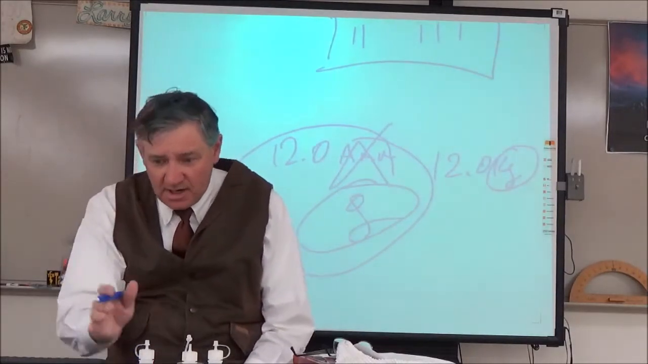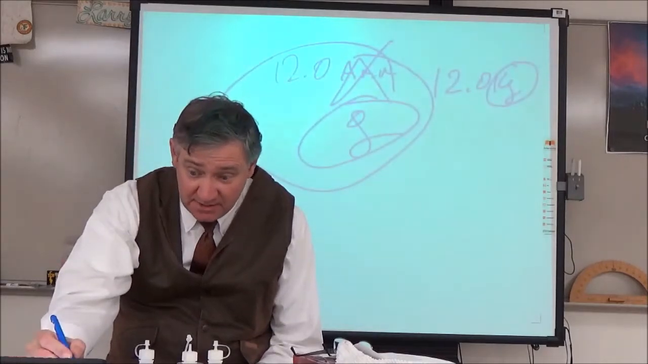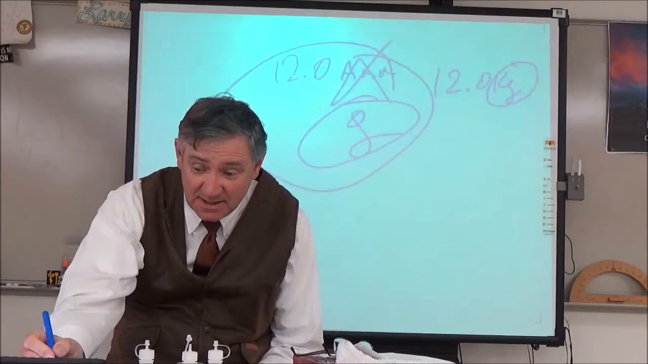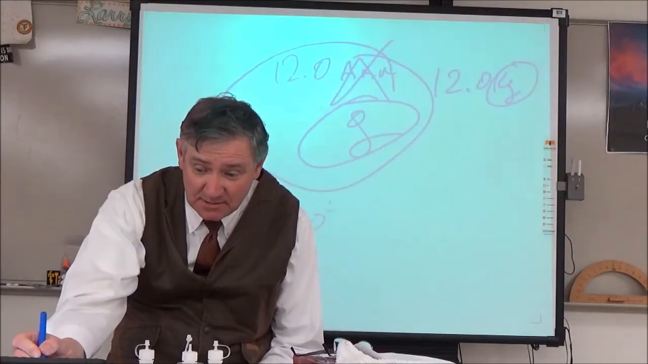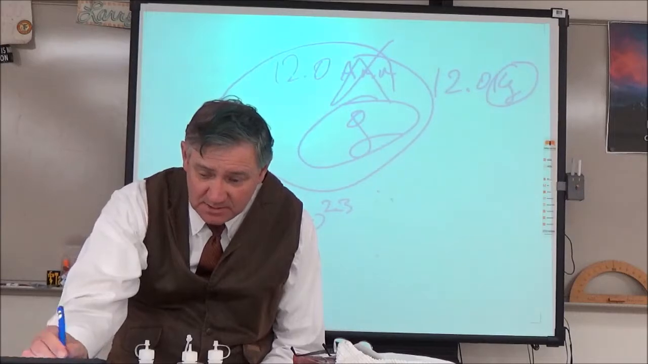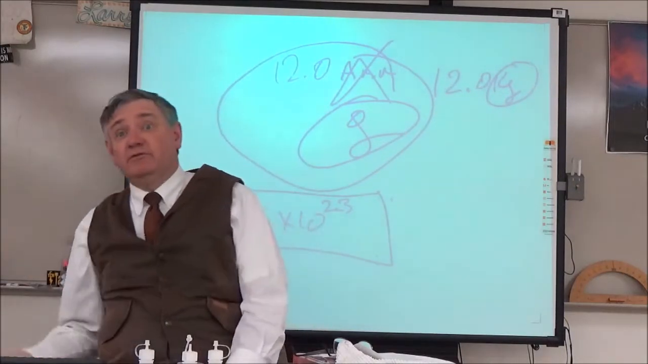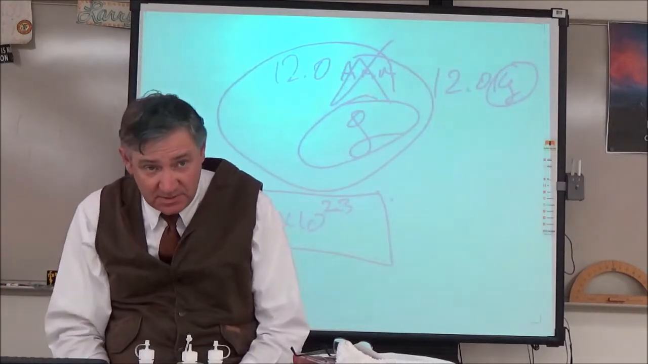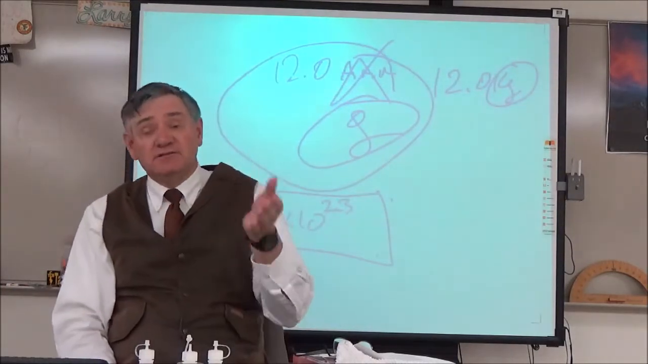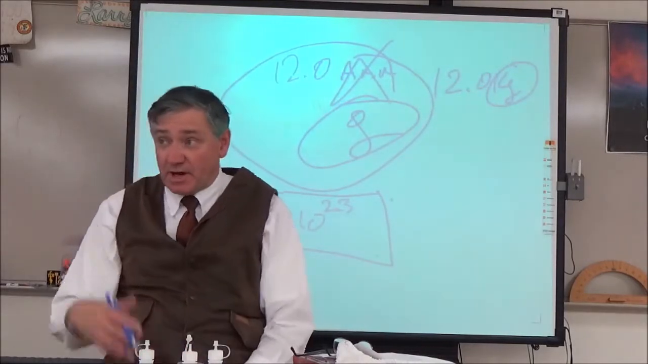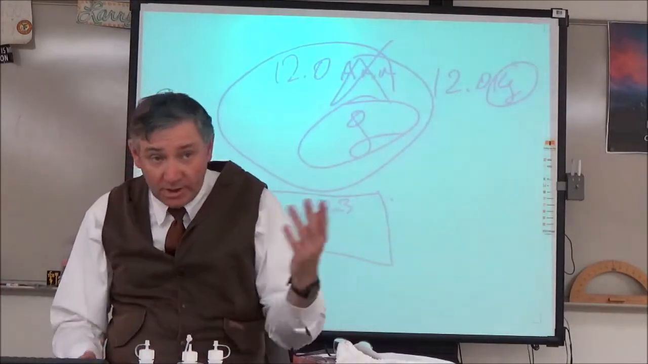The reason for Avogadro's number, by the way, what is Avogadro's number? 6.02 times 10 to the 23rd. Just like a dozen is 12, Avogadro's number is always going to be 6.02 times 10 to the 23rd. So here's the reason why it's 6.02 times 10 to the 23rd and not 12 or 14 or whatever.